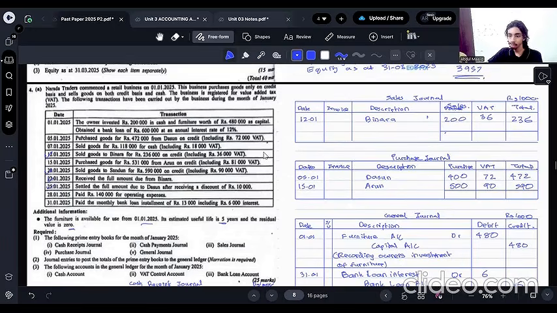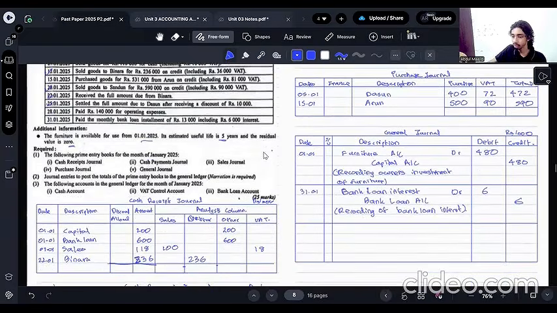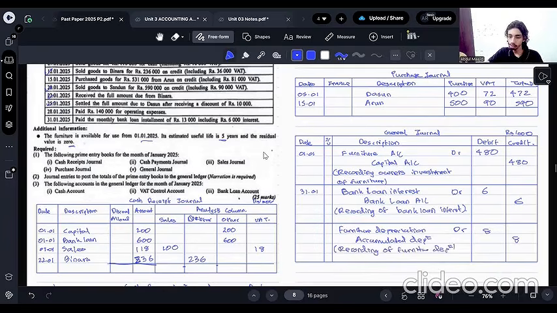Now here we are preparing the prime entry book for the month of January. Then you divide it by 12 for 1 month, the depreciation will be 8,000. And you can say here furniture depreciation debit 8,000, accumulated depreciation credit 8,000. You can say recording of furniture depreciation. So the first requirement is done.